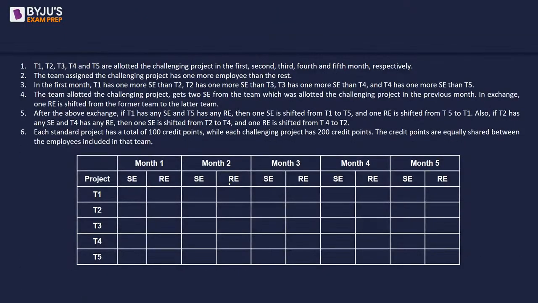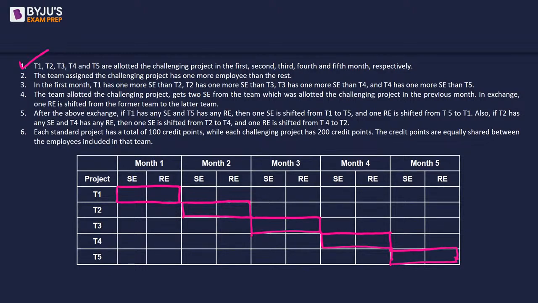So we will need a table something like this. Okay, so in this I am going to denote which team has got a challenging project. So team 1 gets the challenging project first, next month team 2 gets the challenging project, next team 3 gets the challenging project, next team 4 gets the challenging project, and in the 5th month team 5 gets the challenging project. It is already mentioned here in the first point.